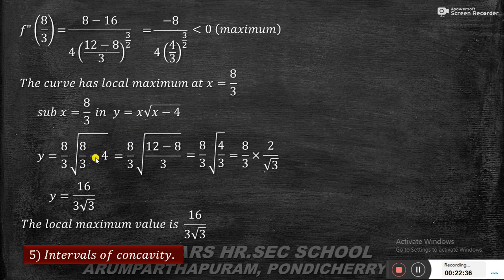So here, 4 minus x. So 4 minus x means 4 minus 8 by 3. Just doing the cross multiplication, so 12 minus 8 by 3. So 12 minus 8 by 3, here this is correct.